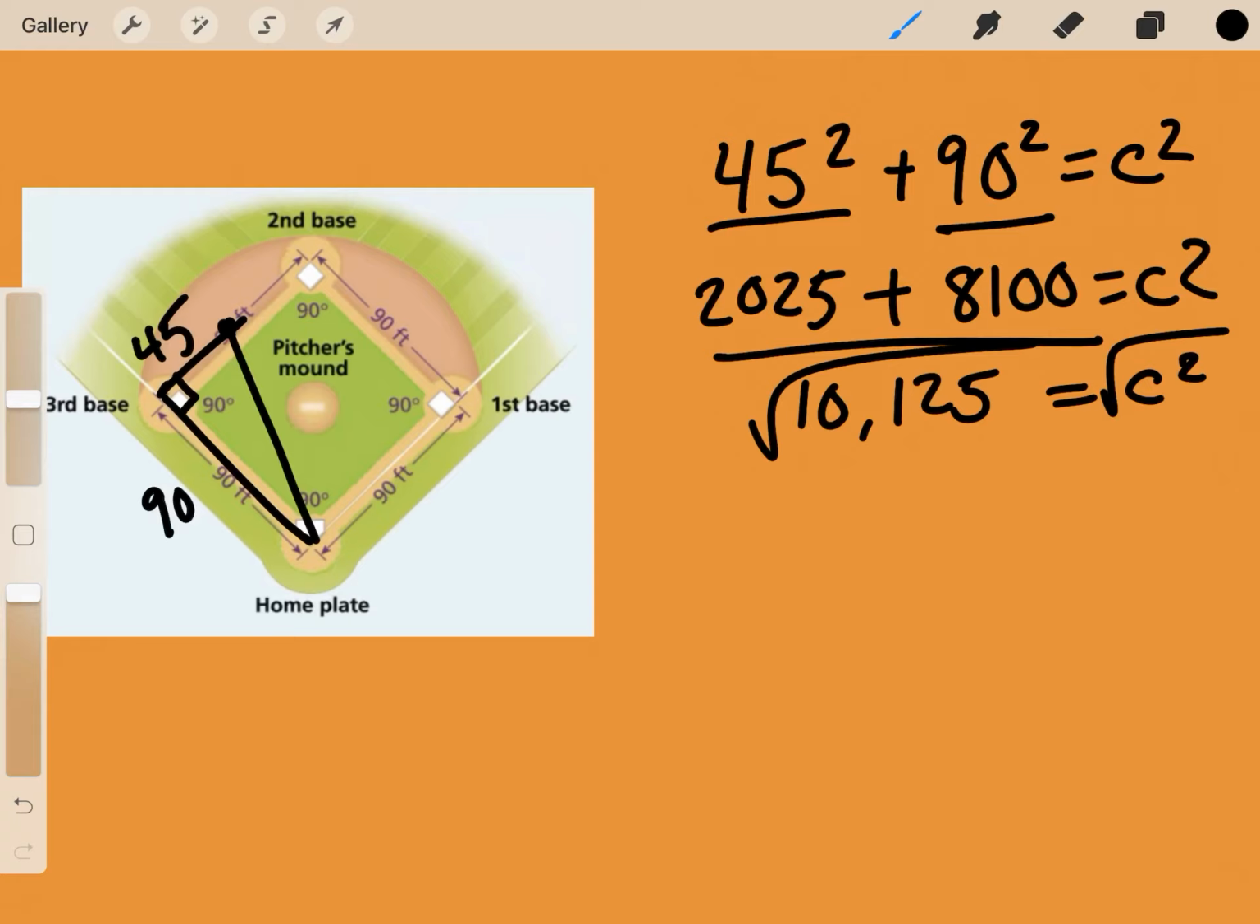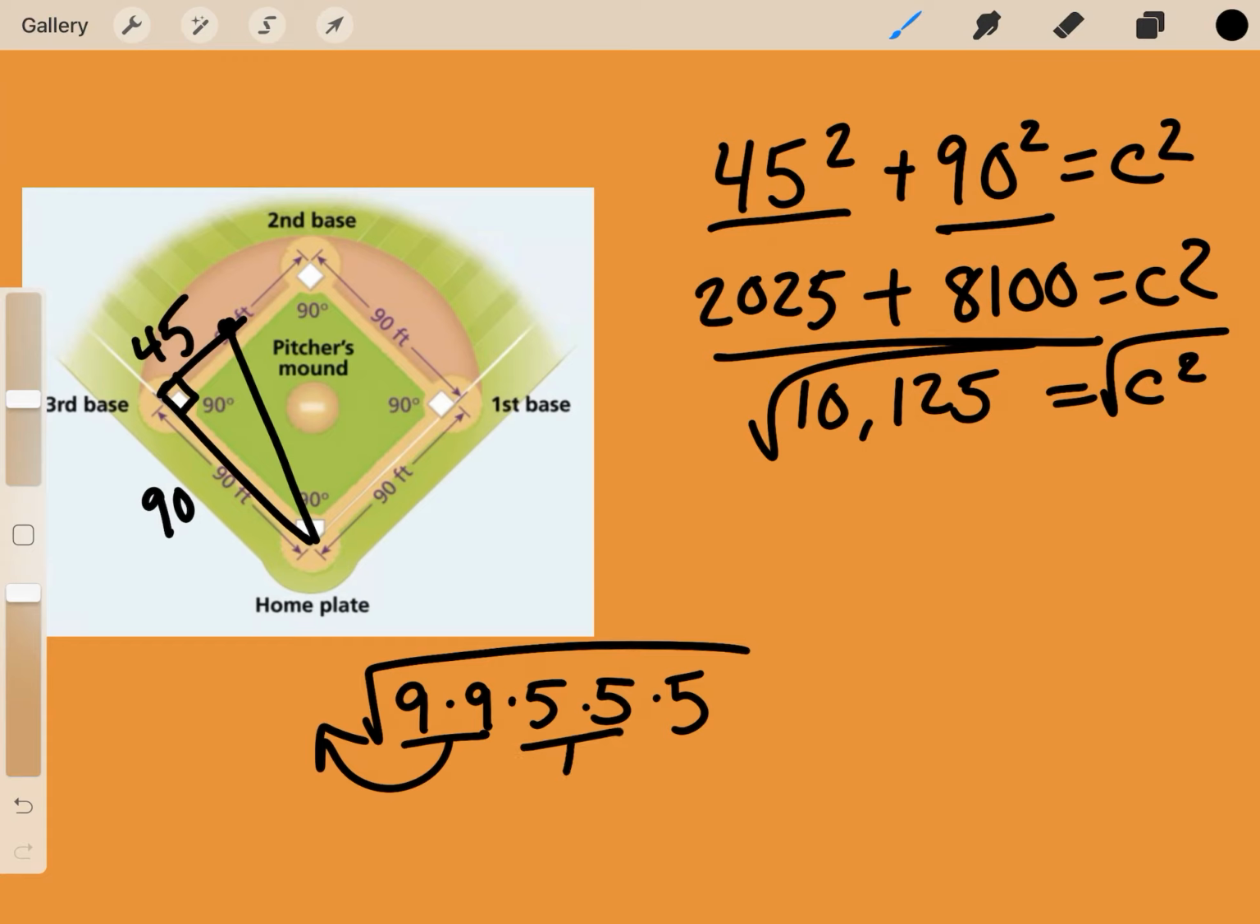10,125 breaks down into 9 times 9 times 5 times 5 times 5 when you do its prime factorization, or just factorization. I know 9s aren't prime, but 9s can leave and 5s can leave, so it's 9 times 5 times radical 5. So the distance here would be 45 radical 5.